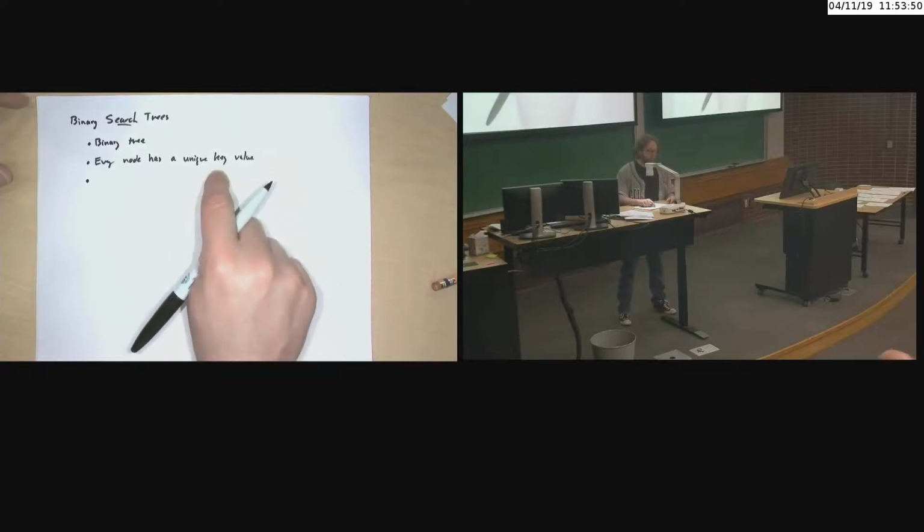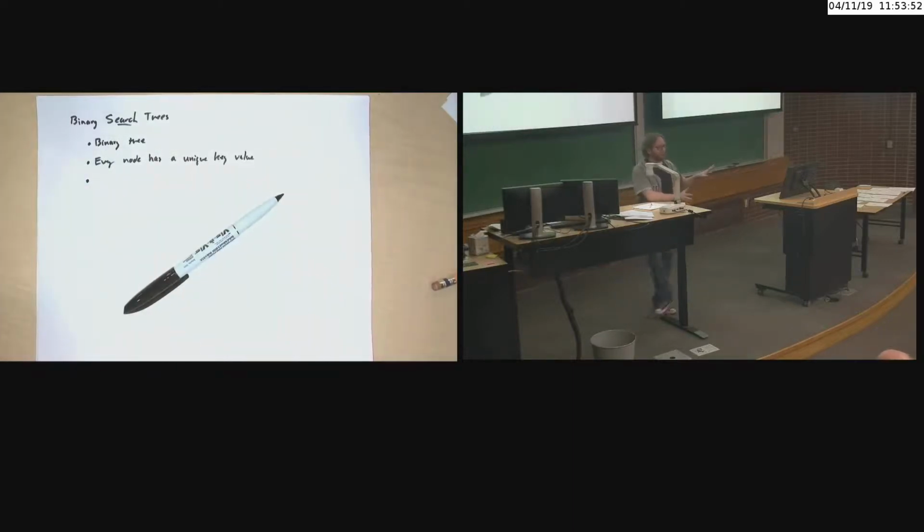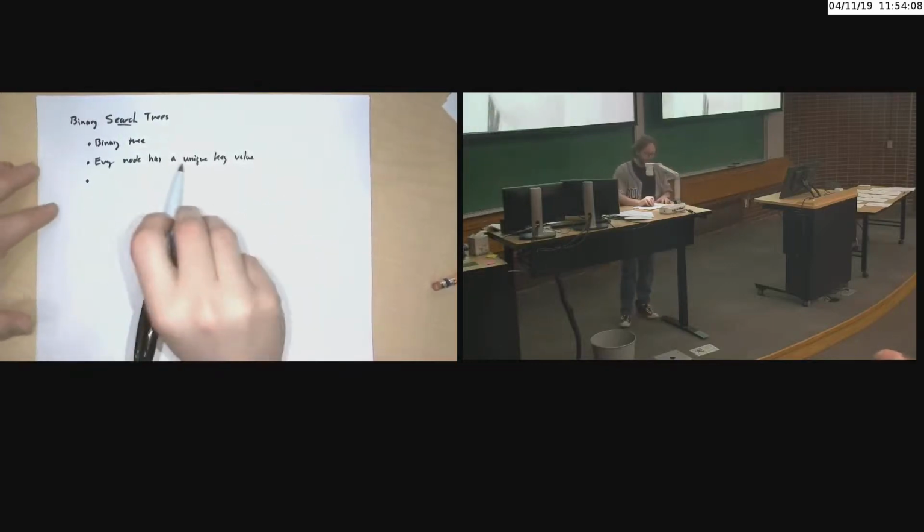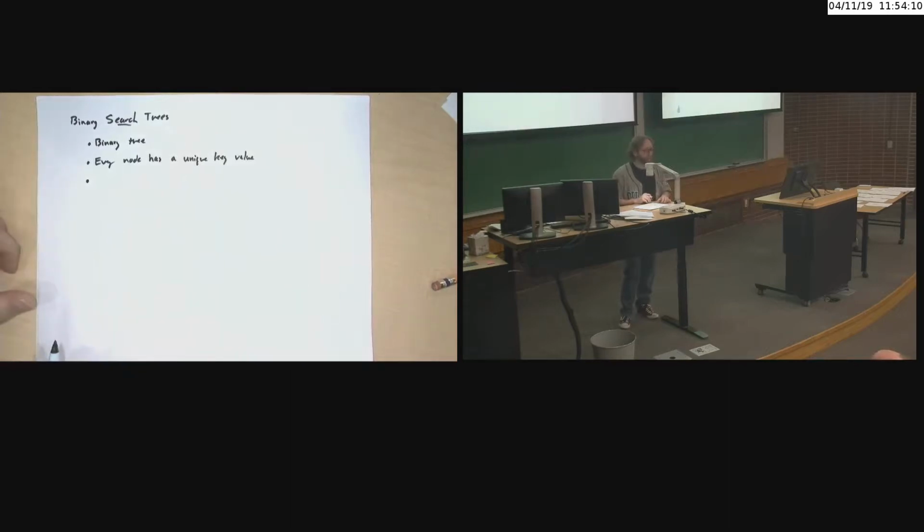If you have a situation where you want two things in your tree with the value of 10, you can do that, but it's easier if you just distinguish them. Here's 10A and here's 10B. Well, this one comes before this one. You just need a tiebreaker somehow. We're just going to say that everything has a unique key value.